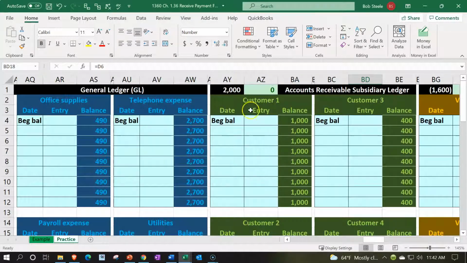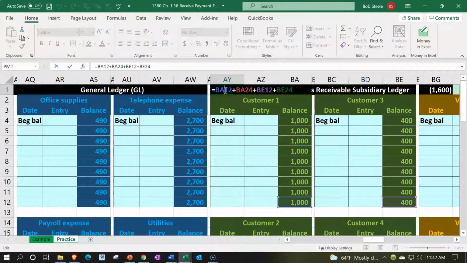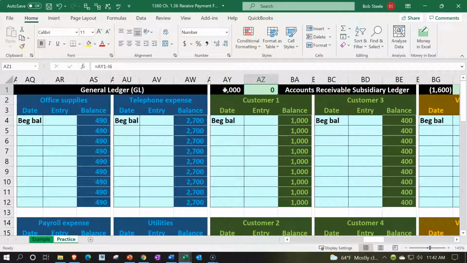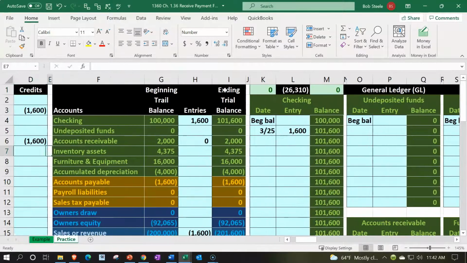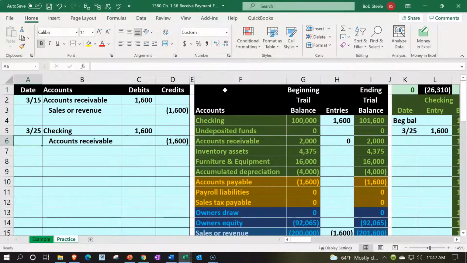The total now of our 4 customers is back to 2,000. That matches the trial balance indicated by the green 0, but let's double check it. Going on back over, does it match? It does indeed.